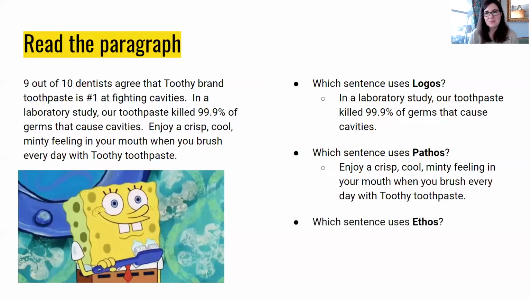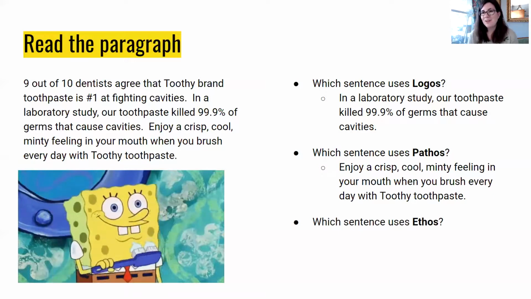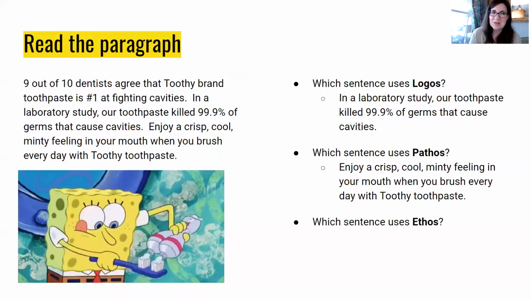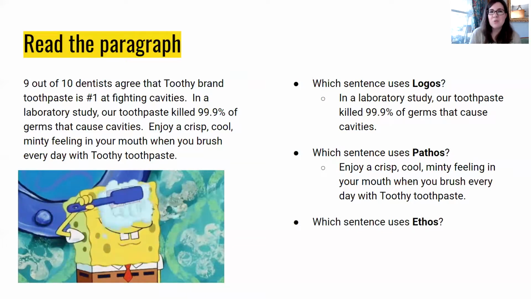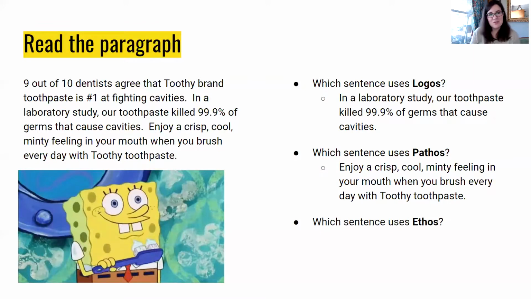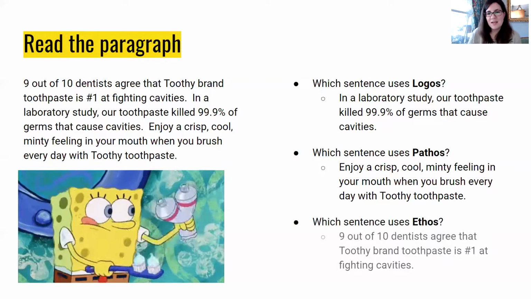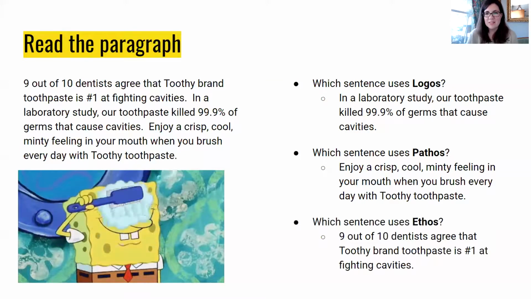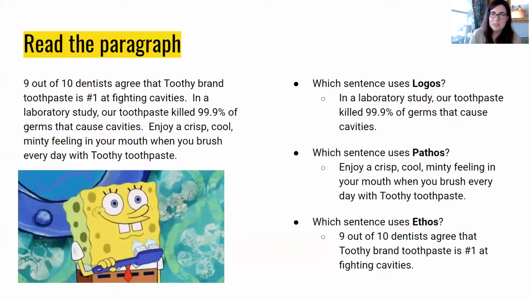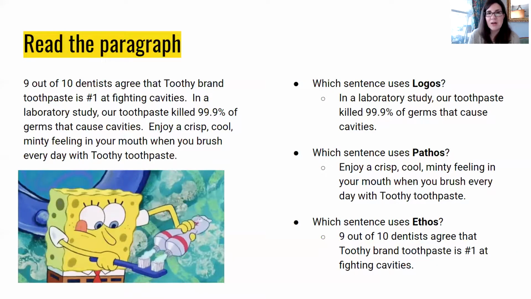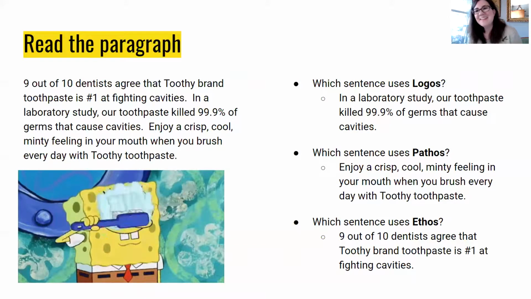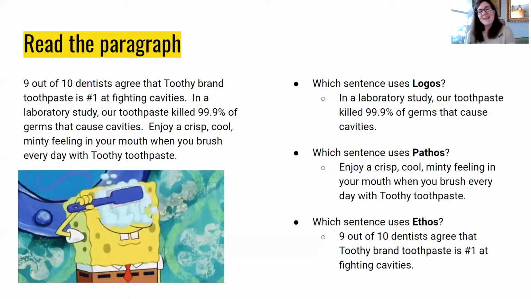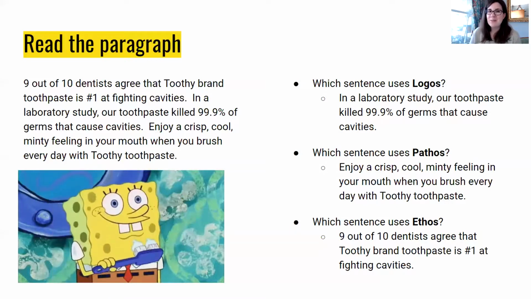What about ethos? So remember, ethos is what? Credibility. So ethos is credibility. Why do we trust what this person is saying? So the best answer here, you're right, is this first sentence. 9 out of 10 dentists agree that Toothy brand toothpaste is #1 at fighting cavities. So this shows credibility because they have 10 dentists and they've asked all these people who are experts, who are trusted, who have training. We're just hoping that these dentists are good at their jobs. And 9 of them agree that Toothy toothpaste is the best.